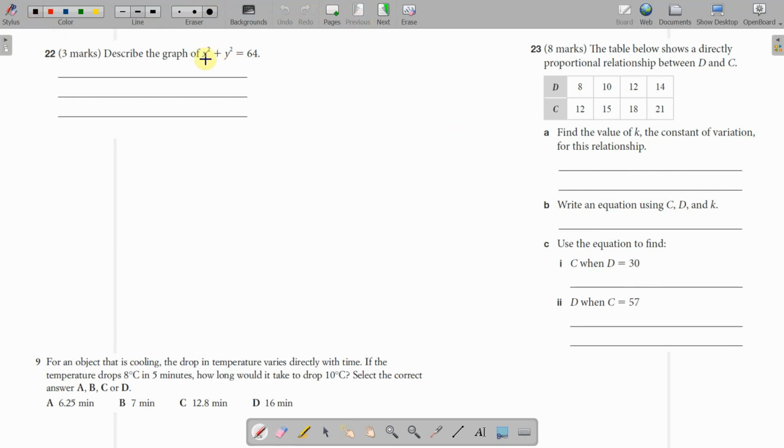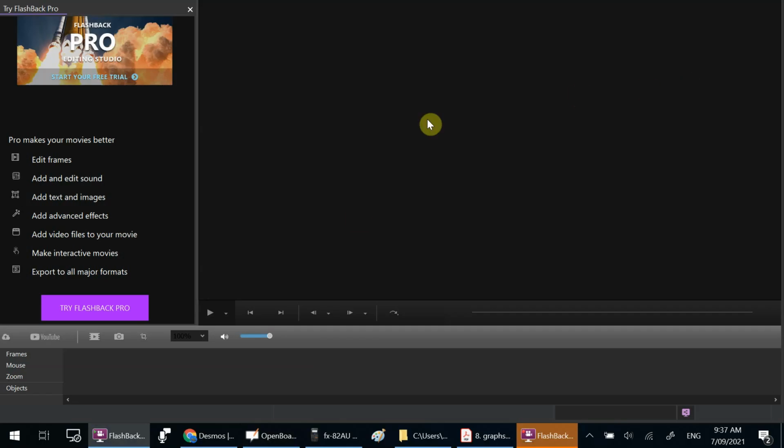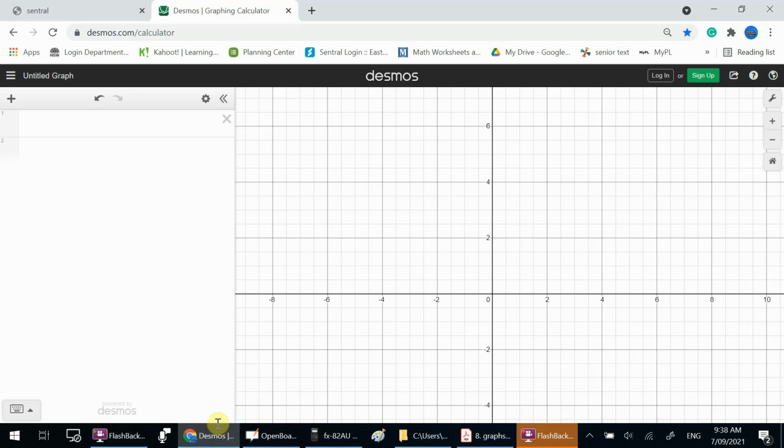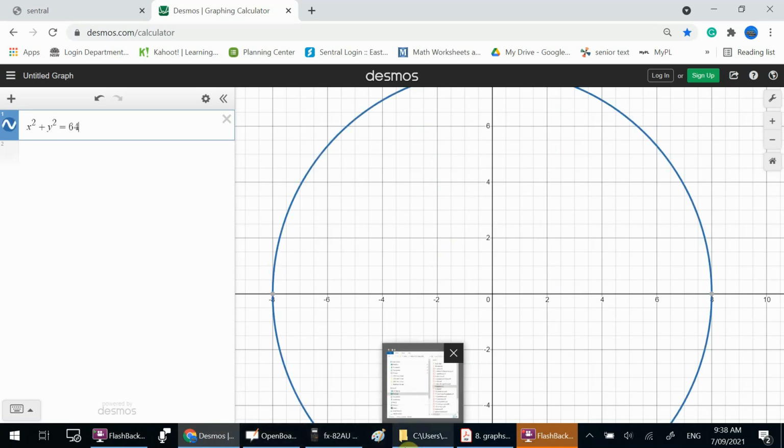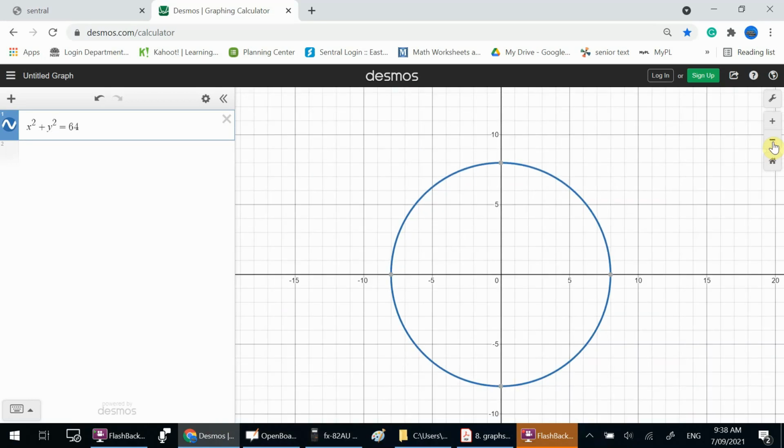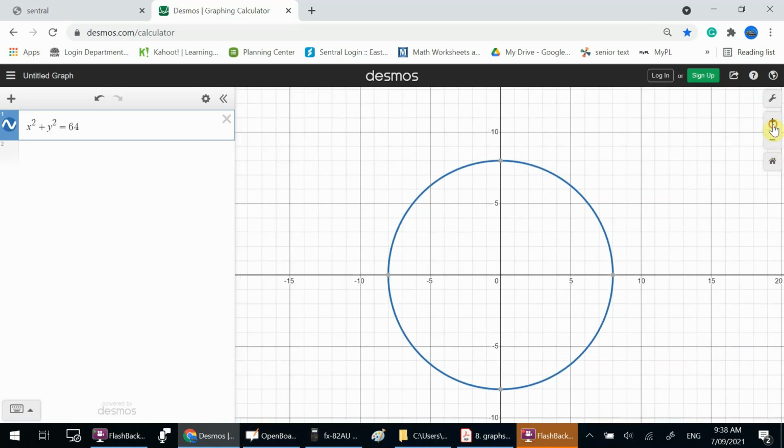So, describe the graph of x squared plus y squared equals 64. Well, to tell you straight away without even looking, that means circle. And to show you exactly what it means, let's find Desmos. X squared plus y squared. Notice there's nothing on the display yet. Got to put a number that's equal to 64. There it is. Okay, so we've got a circle. I'll just zoom out a bit. Circle, confirm. Now we go back in.